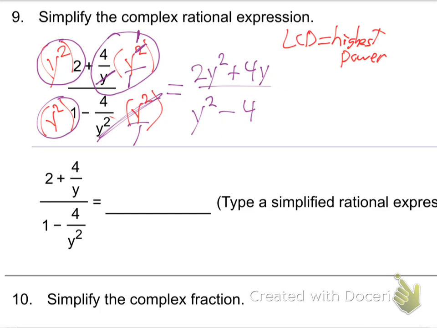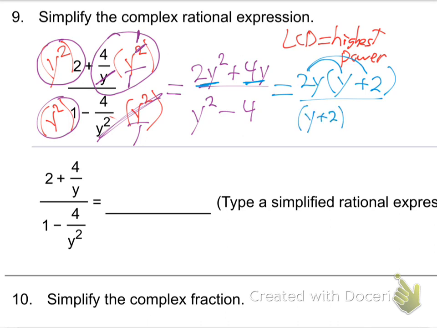So this is going to equal... How do you factor that top? 2y squared, and yeah, take out a 2. Just take out a common 2y, huh? 2y times y, and 2y times 2. Good to there. Now how do you factor the bottom?